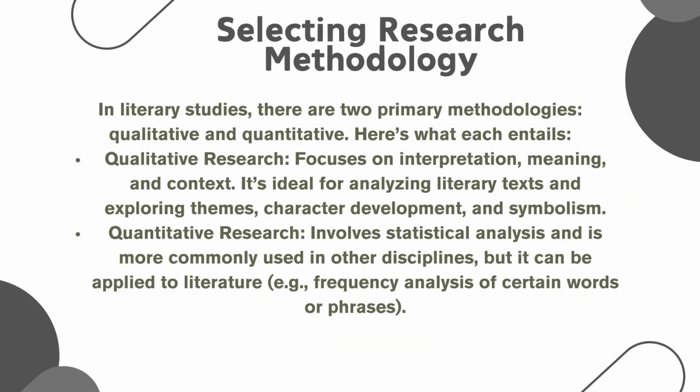Selecting research methodologies. In literary studies, there are two primary methodologies, qualitative and quantitative. Qualitative research focuses on interpretation, meaning, and context. It's ideal for analyzing literary texts and exploring themes, character development, and symbolism. Quantitative research involves statistical analysis and is more commonly used in other disciplines, but it can be applied to literature. For example, frequency analysis of certain words or phrases. Selecting the right methodology will depend on your research question and what kind of analysis you want to perform.